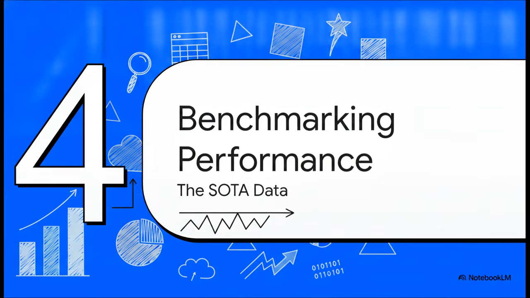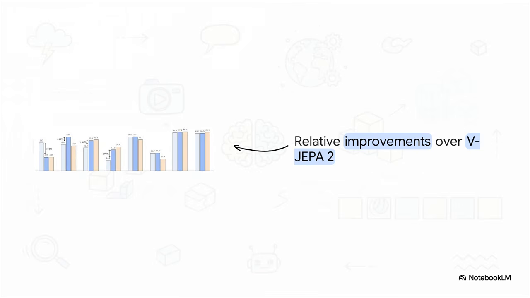Let's look at the hard numbers. When we translate all that theory into empirical performance, the results are wild. Looking at the relative improvements of V-JEPA 2.1 over its predecessor, the leaps in dense tasks are incredible. We're talking about a 52% improvement in depth estimation and an absolutely staggering 96% improvement in object tracking.